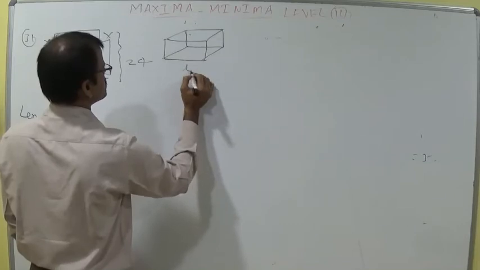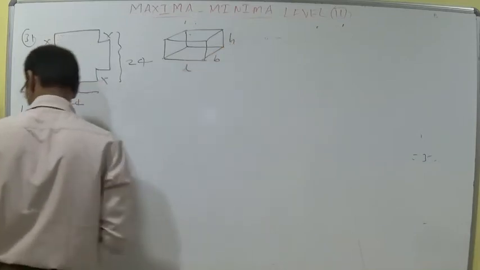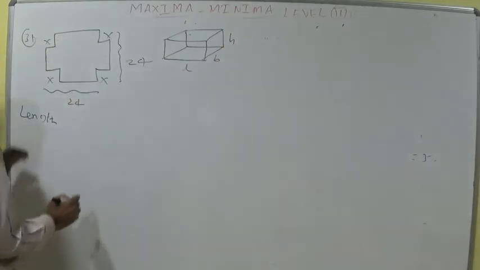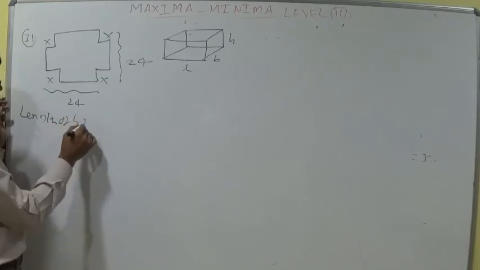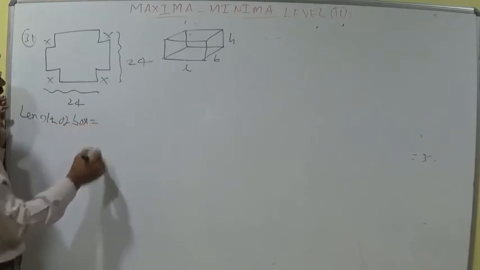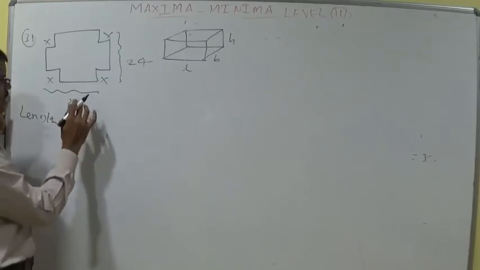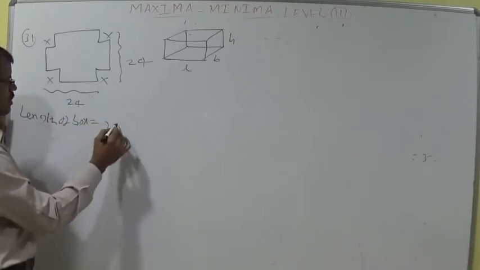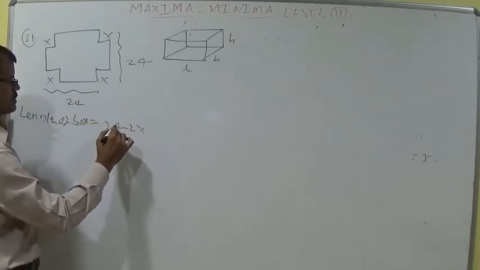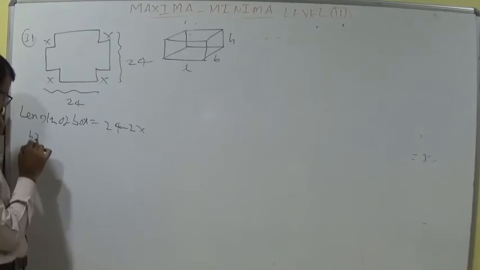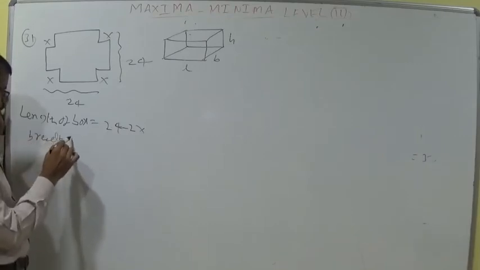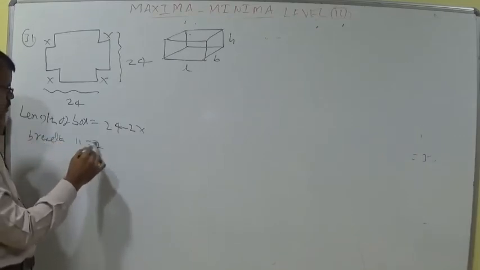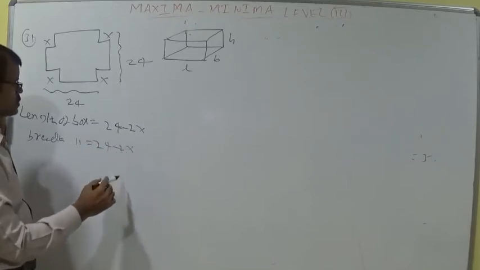Prepared as a box. This is length, this is breadth, this is height. Length of box I am writing. You have learnt in mensuration in 7th class, 8th class, 9th class. Length of box is 24 minus 2x. And breadth I am writing. Breadth of box is also 24 minus 2x.